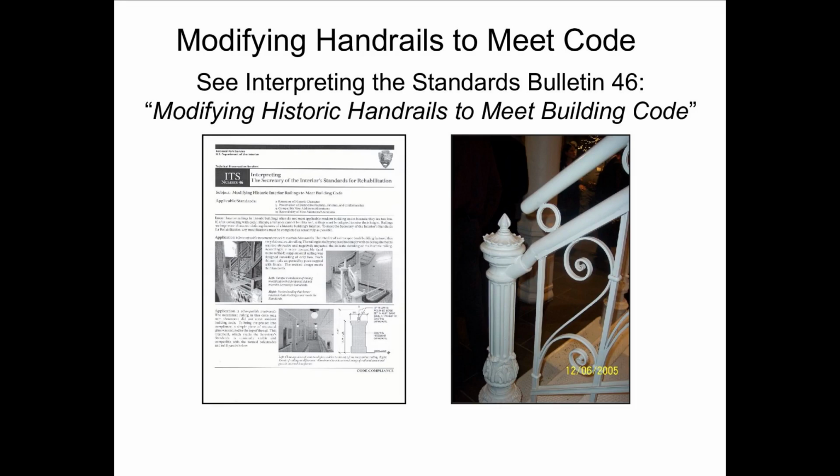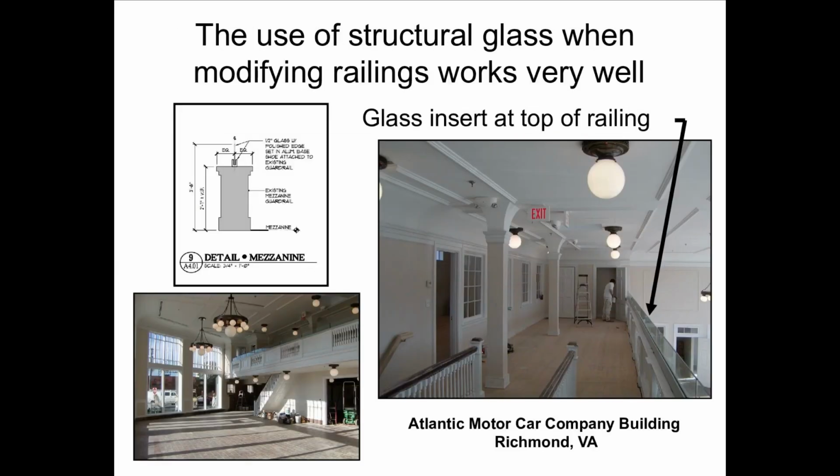We do have a bulletin, Interpreting the Standards Bulletin number 46, which is all about modifying historic handrails to meet building code. The use of structural glass when modifying rails works very well, as it still provides the historic visual presence of the feature while adding the structure and the height needed for a code compliant railing.